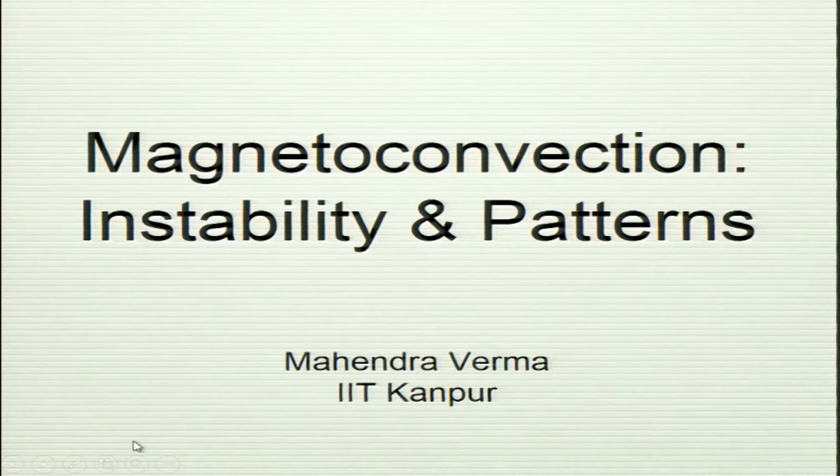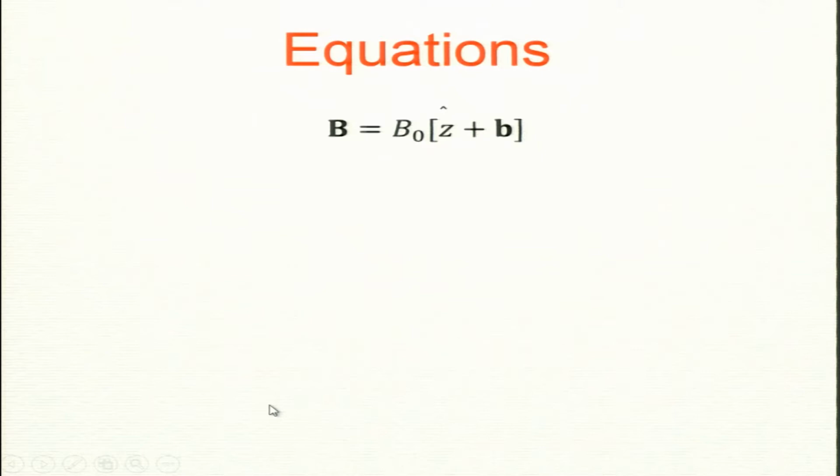So the idea is, we have this fluid contained between two plates like this, and I apply a mean magnetic field B naught. It is along the z direction, okay. So I will assume along the z direction, this is along the z direction, and of course gravity is downward like this, and there is a fluid in between.